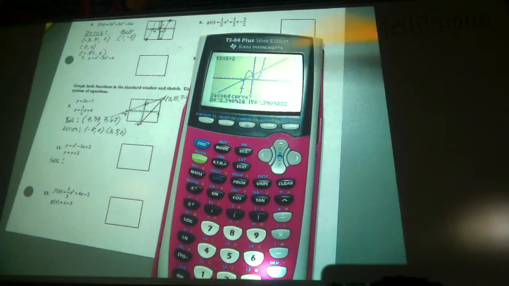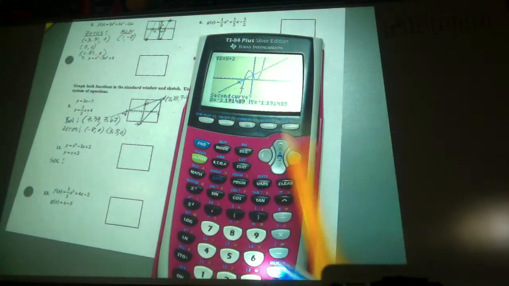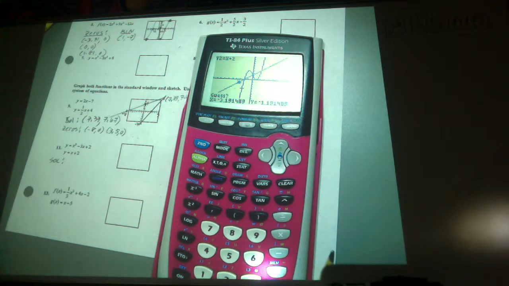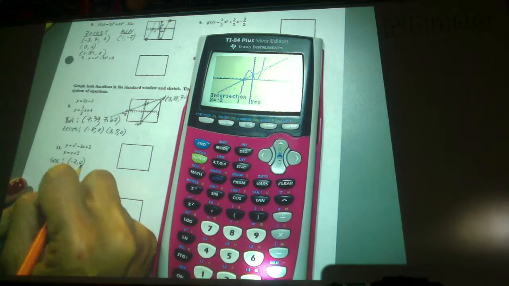And now it's on the line, but it's a little too close to the intersection for my peace of mind. So I'm going to move it off the intersection just a little bit, and then hit enter. And now it wants to guess, so I hit enter again. And it is definitely on that intersection, and it's negative 2, positive 0, which happens to be 0 also. So negative 2, 0, good to know.